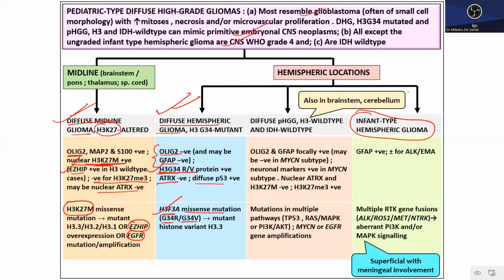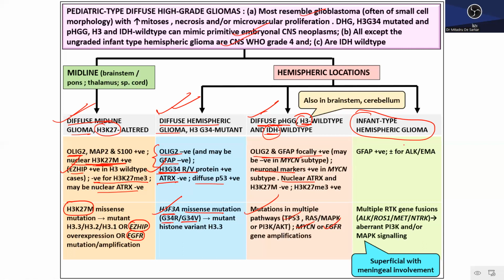The other two important categories of high-grade gliomas in this group are the diffuse pediatric high-grade glioma of the wild type H3 and IDH-wildtype. That is, these tumors lack mutations in both the histone genes as well as the IDH genes. So over here, the mutations actually are present in multiple other pathways like EGFR, MYC, and P53 pathway, etc. And here also the OLIG2 and GFAP expression might be focal, and neuronal markers can be expressed in the case of the MYCN subtype. And nuclear ATRX will be lost even in these particular cases.